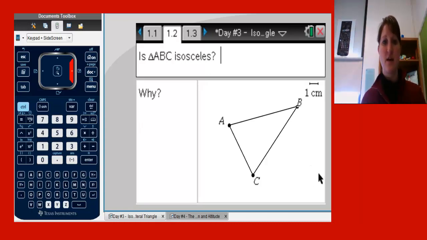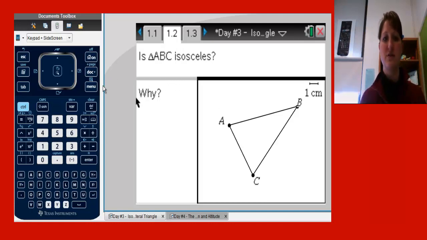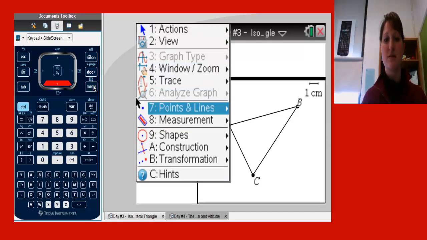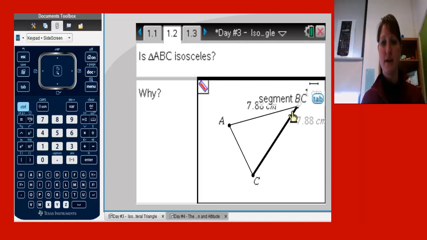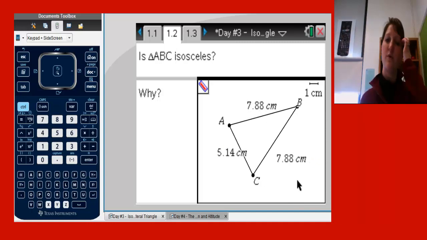Now, the next thing that we're going to take a look at is the isosceles triangle and just kind of explore it a little bit. Down here it says, is triangle ABC isosceles, and why? So what I'm going to do first is measure. It would make sense to measure the length of the sides, A to B, B to C, and then I'm also going to measure A to C just to make sure that it's not equilateral. So what you should notice is that we have two sides that are equal.